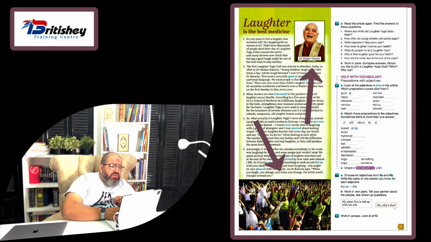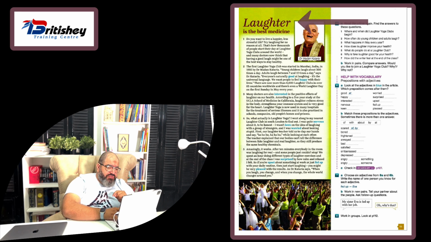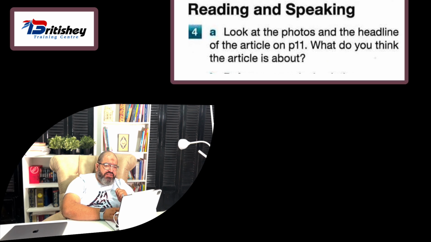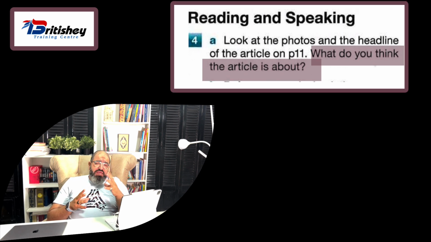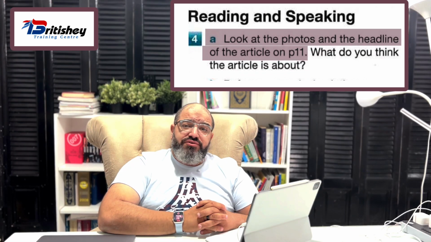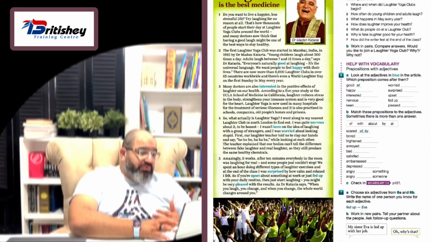And we see also the title, the headline. And then what is the rest of the question? And look at what is being said here. And what do you think the article is about? Now, let me analyze this. Look at the photos and the headline of the article on page 11. And when we go to page 11, that's what we see.